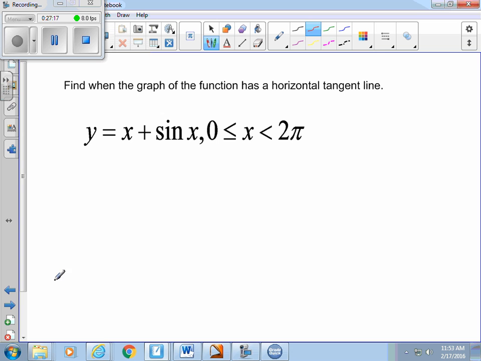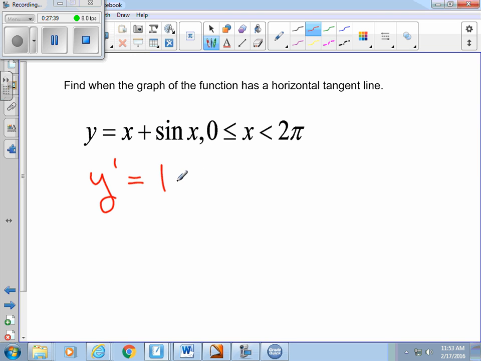Horizontal tangent line. How do I find horizontal tangents? Find the zeros of the derivative. So the derivative is 1.